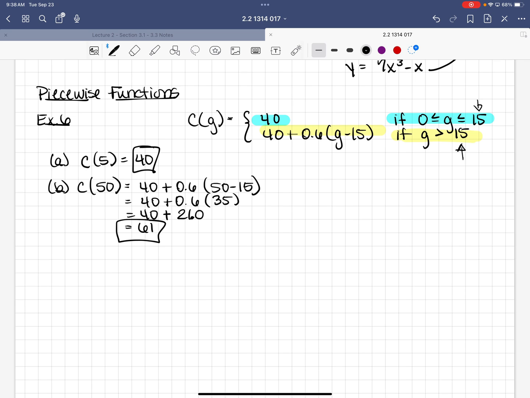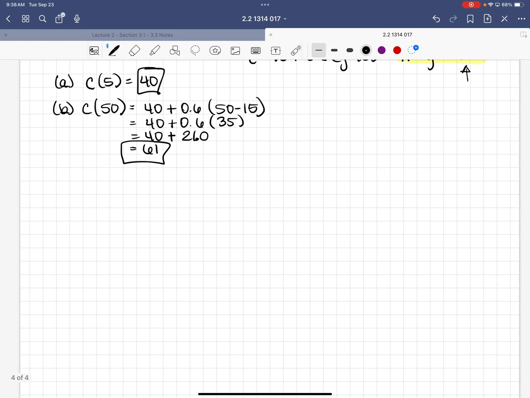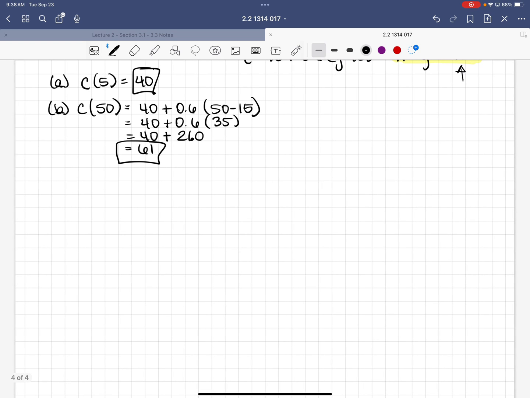Okay, not bad, right? That's all of that. Then sometimes you have to graph them. They'll tell you to graph them. Sometimes you don't like graphing them. They don't give you anything too bad when you have to graph. It says graph the piecewise function.